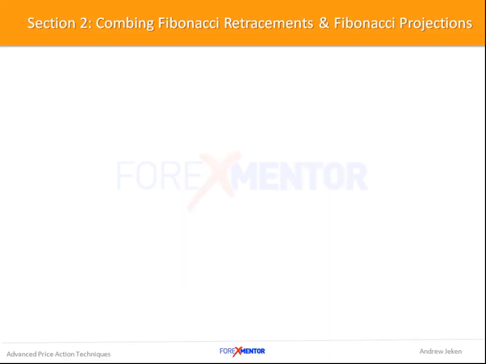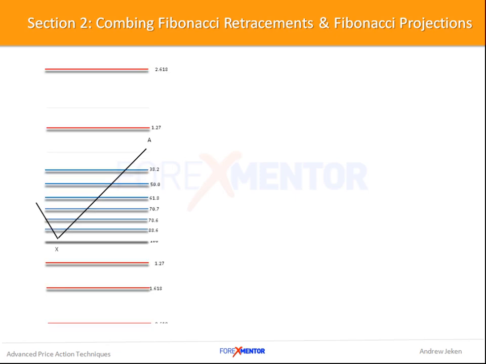Let's have a look at combining Fibonacci retracements with Fibonacci projections now. So we label a nice swing XA, and we draw a retracement tool on it, or a Fibonacci tool on it. Here again, from the low to the high. We're now looking for price to retrace.